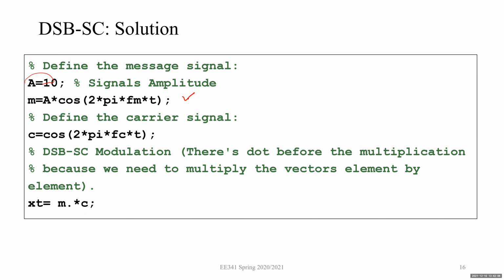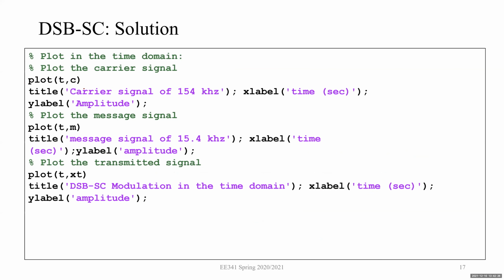So I define my message signal, then I define my carrier signal, and then I multiply, because I know that this M is multiplied with the carrier, and X of t is equal to M into C. So I did the same thing here. Then simply plotting. This is T, so this will give me the time domain waveforms for the carrier, message, and the modulated, transmitted signal.